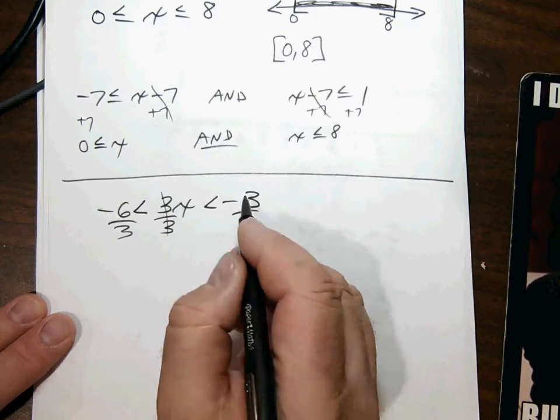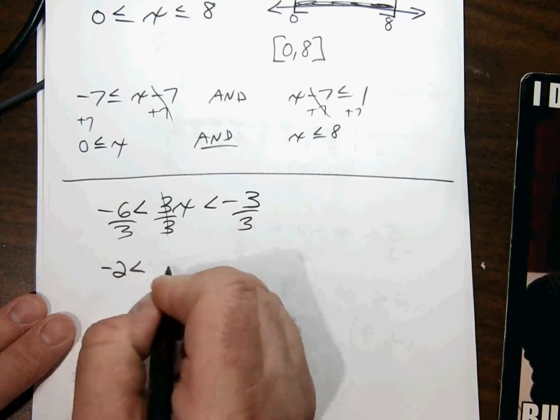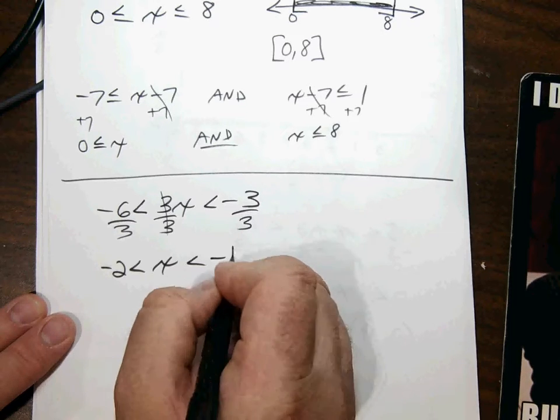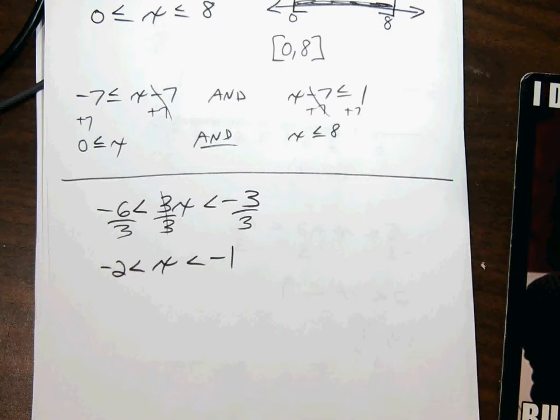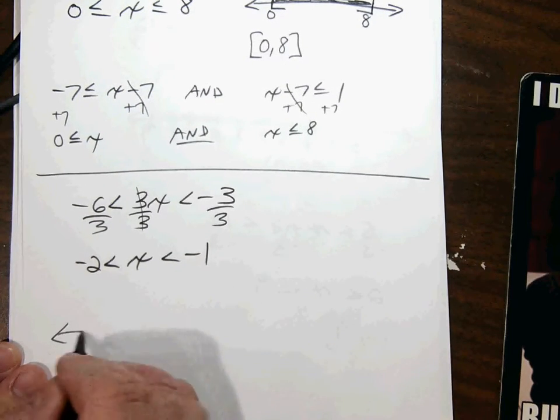Okay, cancel. -6 divided by 3 is -2. And that's going to be a -1. So, x is greater than -2 and less than -1. Right? How do I write that? Well, number line.